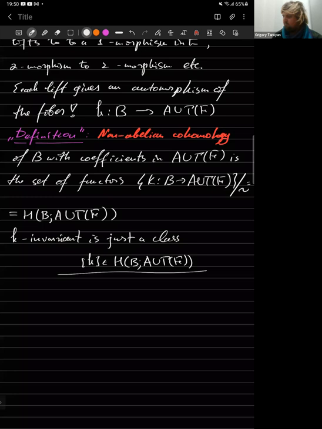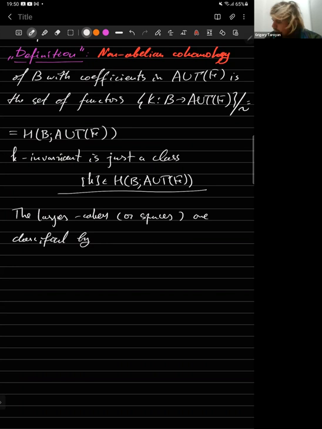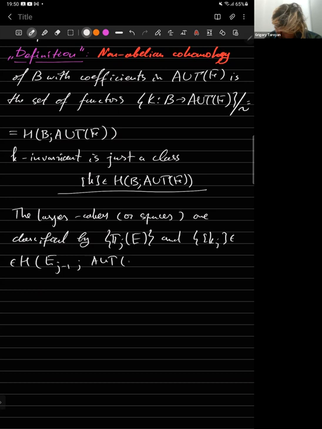So now we may classify the layer cakes or spaces. They are classified by a collection of homotopy groups and a collection of K invariants, which just belong to H^(j+1)(B, Aut F_j). So F_j is a fiber, but we actually know what this is. This is just an Eilenberg-MacLane space that looks like this.